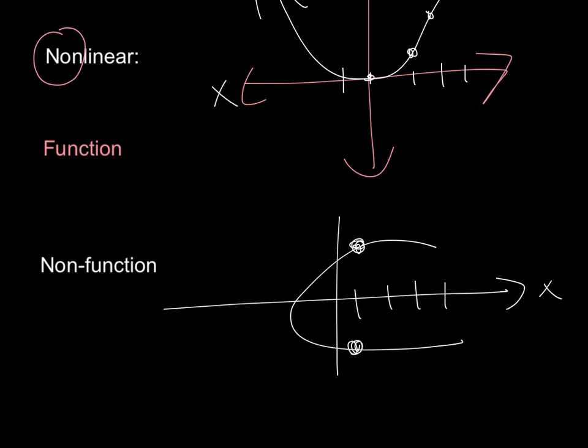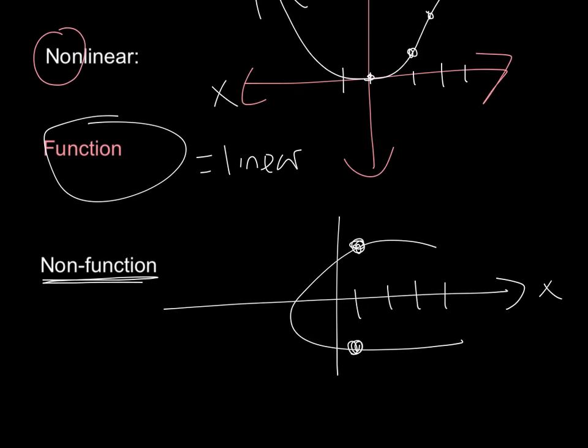Most of the time, functions are going to be linear. There's only one example of a linear non-function, and that's a line that's straight up and down like this one. Here, I'll make it pink. This is the only example of a linear non-function.